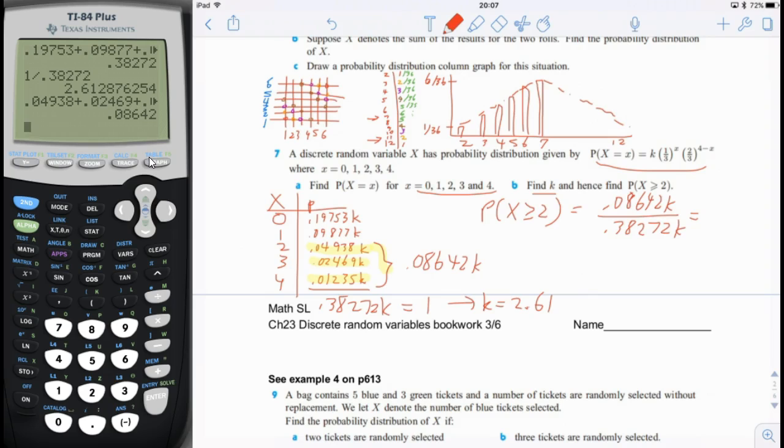Okay, and then you notice that the k's cancel out, right? So all you're really doing is dividing this number by this number, and we get a probability of 0.226. Okay, and that's the answer for this part here. Okay? All right, and that's it for page 2.